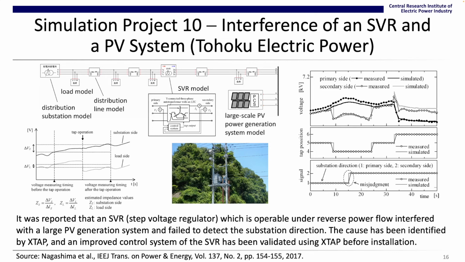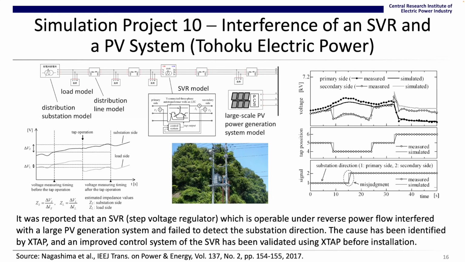The left upper schematic shows a simplified, relatively long distribution line. Since it is long, it has an SVR at the middle for voltage regulation or compensation. At the tail of the distribution line, a large-scale PV power generation system is connected. The SVR should be operable under reverse power flow, but failed to detect the substation direction. If it fails, it continuously raises the voltage when it has to be lowered. When the voltage has to be raised, on the other hand, the SVR continuously lowers the voltage. It actually occurred, and yes, it is a problem.